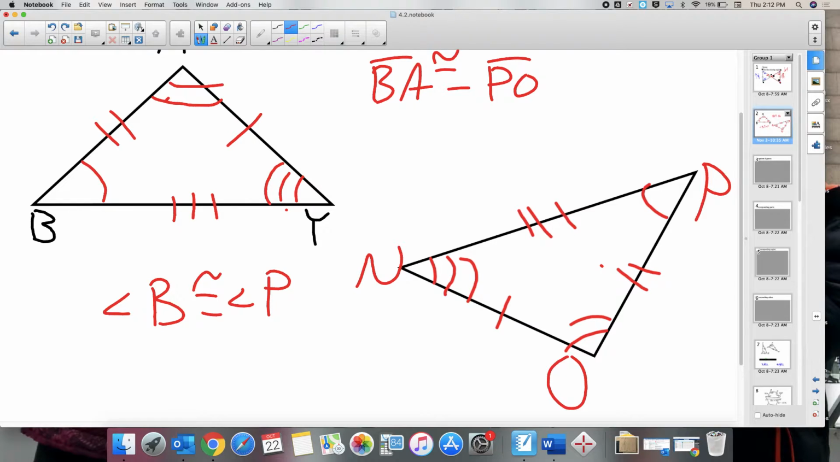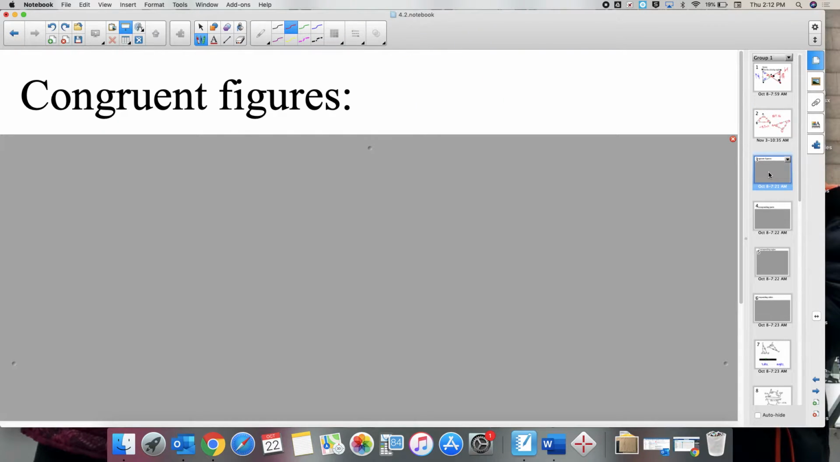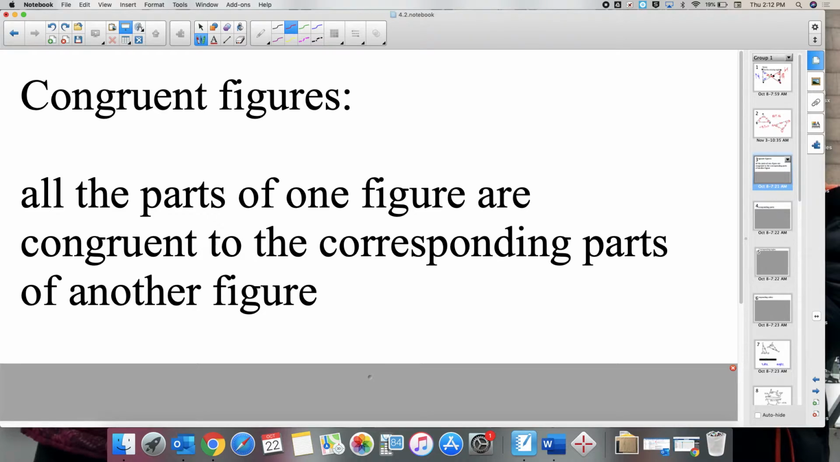What congruent figures actually are: congruent figures are when all the parts of one figure, meaning all of the angles and all of the sides, are congruent to the corresponding parts of another figure. Now, as usual in these videos, if you need to pause the video to finish copying down a definition, please do so. All right, so congruent figures are when all of the parts of one figure are congruent to those corresponding parts of another.